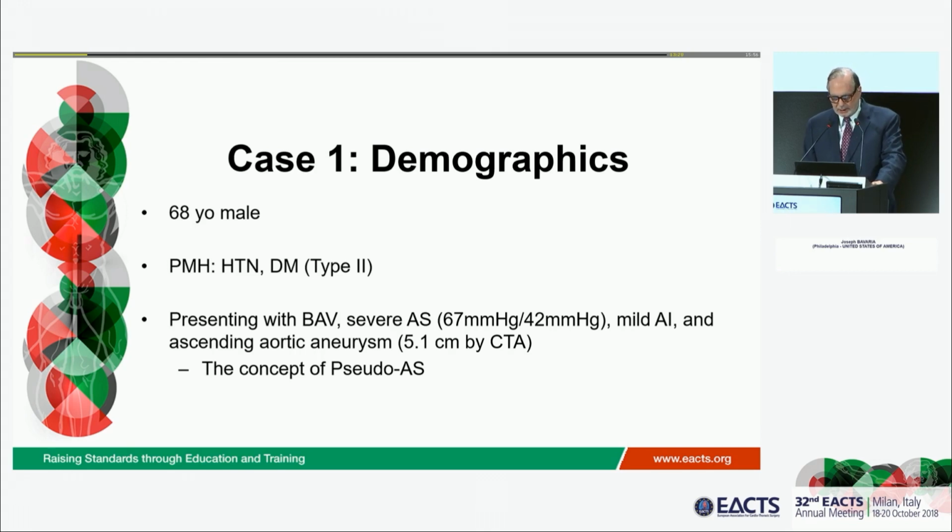So this is a 68-year-old male. He presents with a bicuspid valve. This particular patient has severe AS, 67 and 42 millimeters of mercury, so you think, well, we'll just put a valve in. He has mild AI and an ascending aortic aneurysm of 5.1 centimeters, but there's this concept of pseudo-aortic stenosis, where the echocardiogram shows high gradients when you have significant AI. So I go into almost every bicuspid case, unless it's obviously very, very calcified, thinking about a valve repair. So let's take a look at this one.